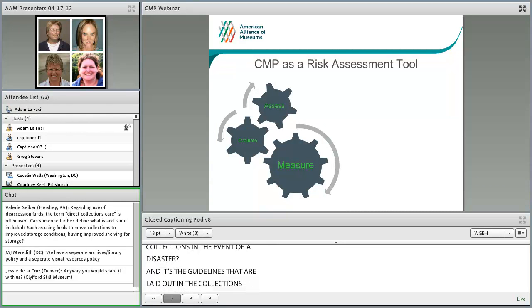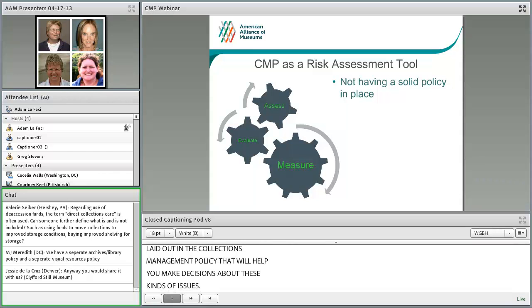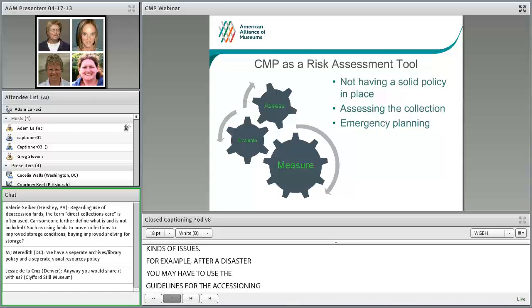And it's the guidelines that are laid out in the collections management policy that will help you make decisions about these kinds of issues. For example, after a disaster, you may have to use the guidelines for deaccessioning or disposal to get rid of some objects that have been damaged. You hope that you don't have to do that, but you might have to.